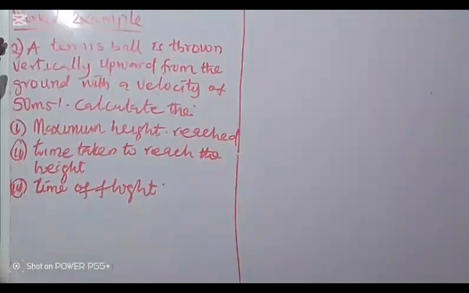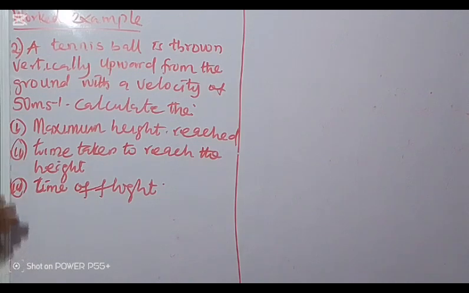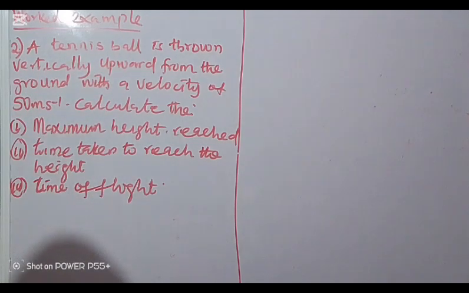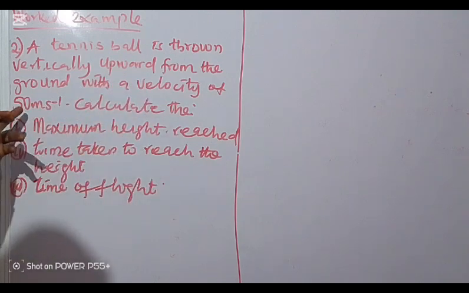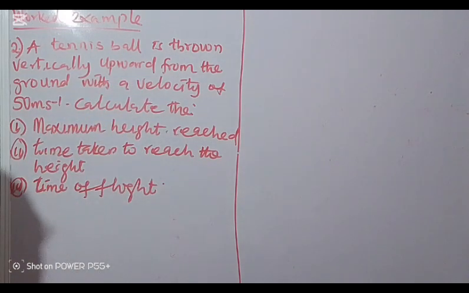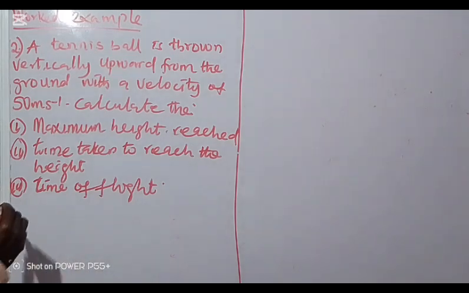Now, let's take this one as example 2. A tennis ball is thrown vertically upward from the ground with a velocity of 50 meters per second. Calculate: 1. Maximum height reached. 2. Time taken to reach the maximum height. 3. Time of flight. Solution.